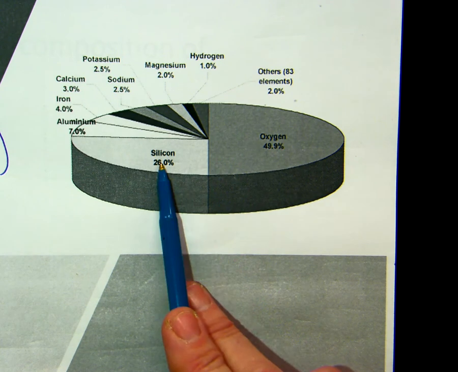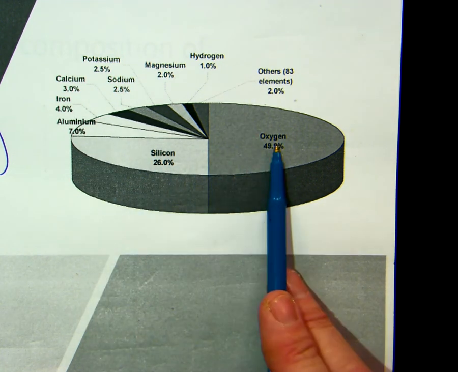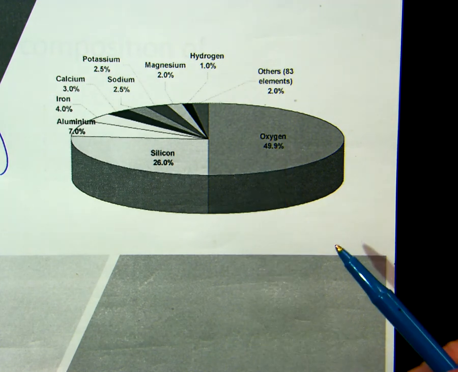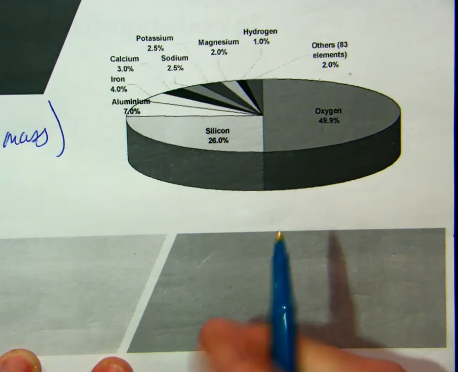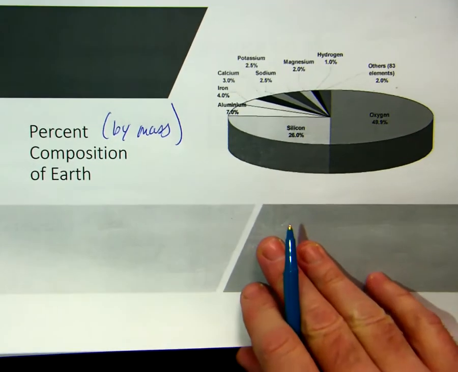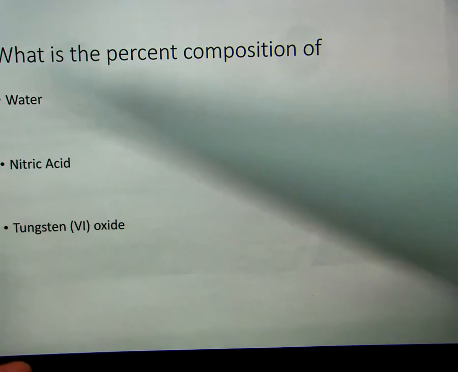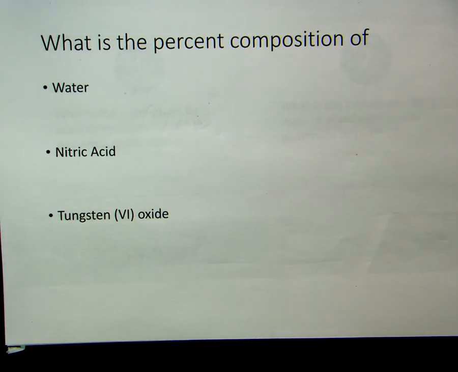And then silicon, another quarter about. So 75% of the Earth is silicon and oxygen, or basically glass or sand. Those are the primary elements. Okay, but again, this is by mass. And what we're going to do is we're not going to talk about the composition of the Earth in this class. That would be a geology class. What we're going to talk about is the composition of chemicals. But it's the same basic concept.